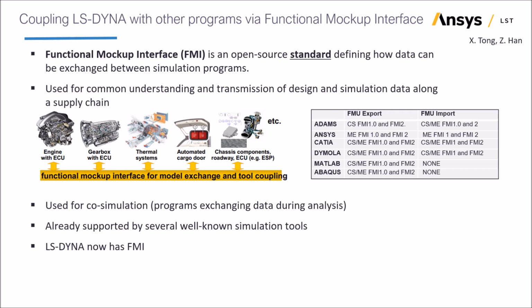The name Functional Mockup Interface implies that it would mainly be used for sharing design data among different teams along a supply chain, and that is indeed one of its uses. But what I'm going to talk about today is using FMI for exchanging information while the two programs are running an analysis, so-called co-simulation.